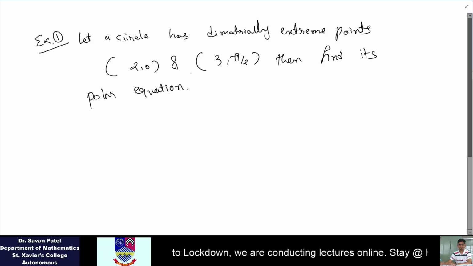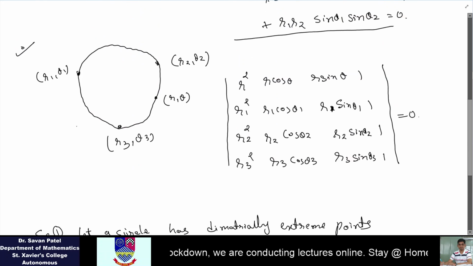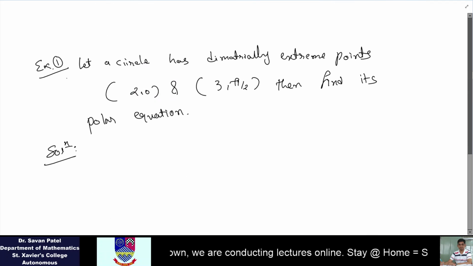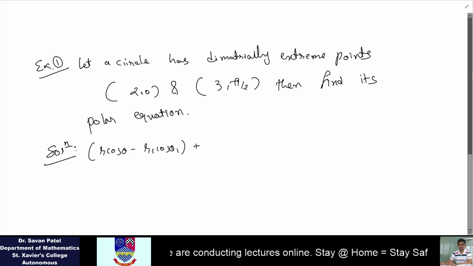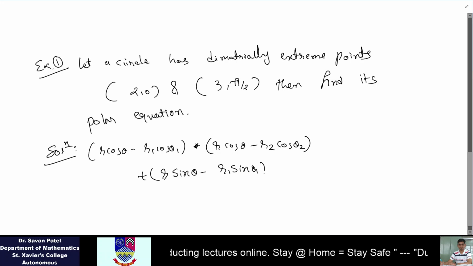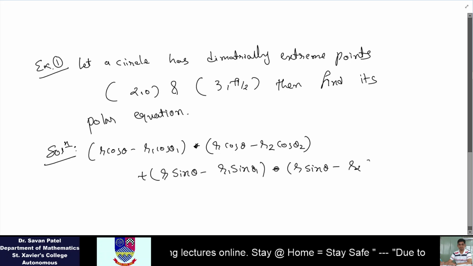So this is your first problem. If we want to solve, all you have to do is put this r1 theta 1 and r2 theta 2 in this equation, or you directly write as we know that (r cos theta minus r1 cos theta 1) into (r cos theta minus r2 cos theta 2) plus (r sin theta minus r1 sin theta 1) multiplied with (r sin theta minus r2 sin theta 2) is equal to 0.